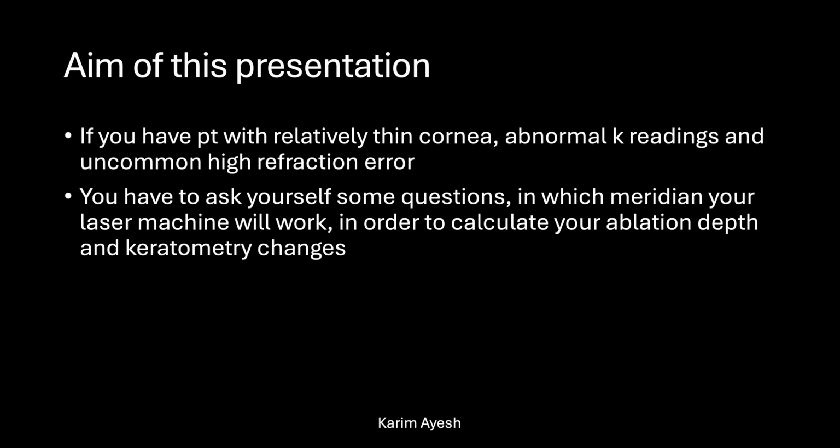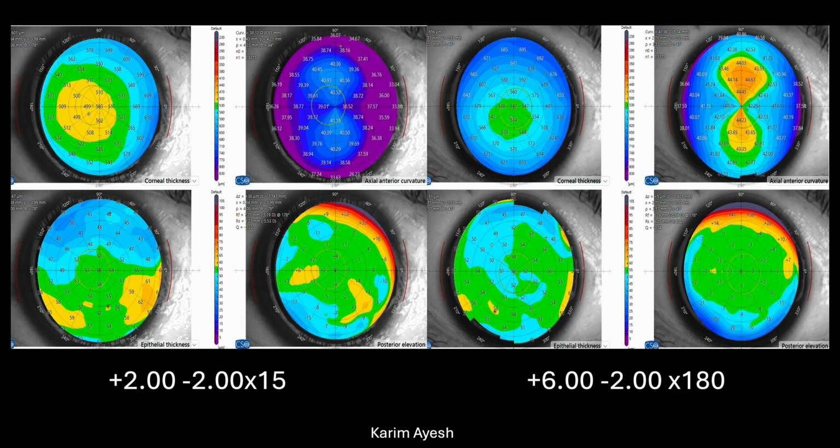In which meridian will your laser machine correct this type of refraction, in order to calculate your ablation depth and keratometry changes? Here are two examples of two different types of astigmatism. On the left side is simple hyperopic astigmatism. On the right side is a compound hyperopic astigmatism.